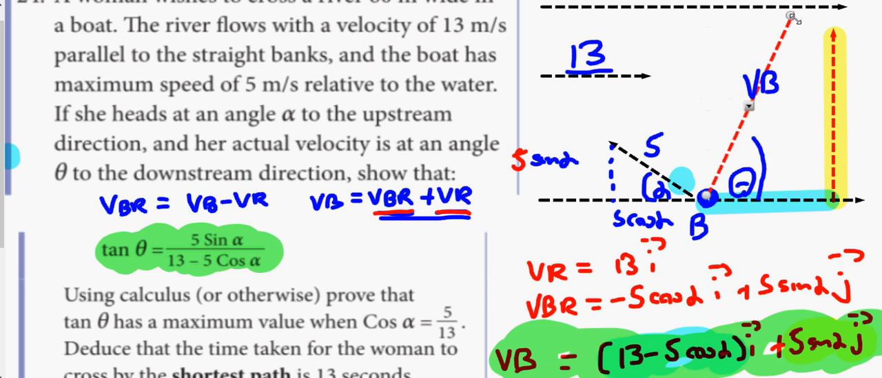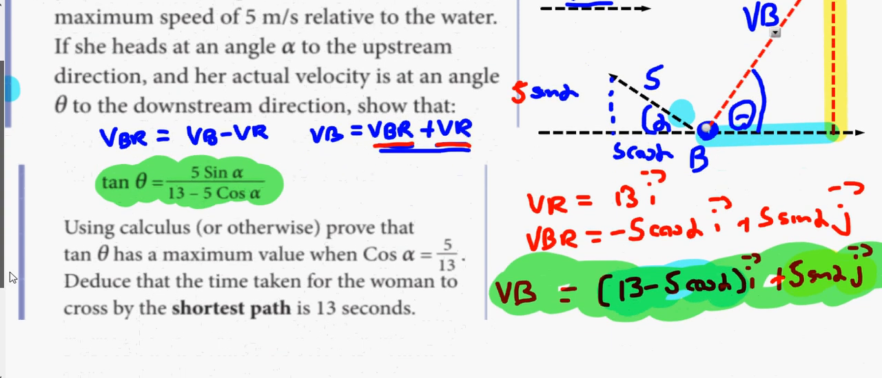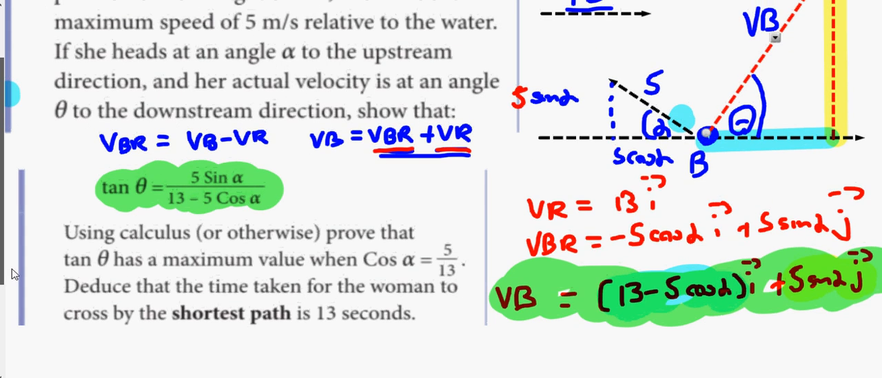So we're talking like we want it to be as close to vertical as possible. When you're as close to vertical as possible, that means you're swept downstream to a minimum. If it's really, really small, you're getting swept downstream a lot. So what we want to do is figure out when it will be a maximum. Is that okay? Now, good job. Using calculus or otherwise, prove that it has a maximum when cos alpha equals 5 over 13.